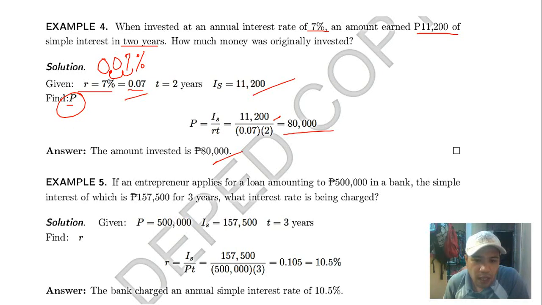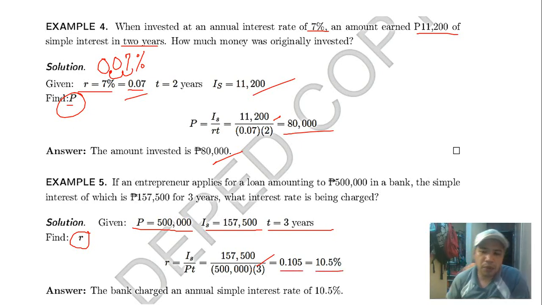Next, if an entrepreneur applies for a loan amounting to 500,000 pesos in a bank, the simple interest of which is 157,500 for 3 years. What interest rate is being charged? So, what we are missing is R. Principal is 500,000. Simple interest is 157,500. Then, 3 years' time. So, R is equal to IS over PT. So, 157,500 all over 500,000 times 3. And that will give us 0.105.